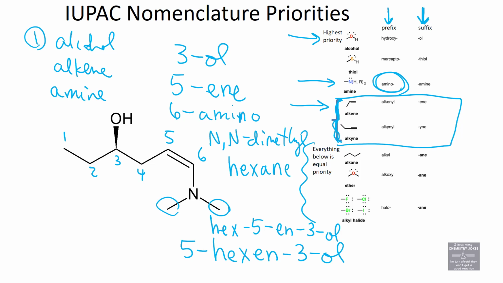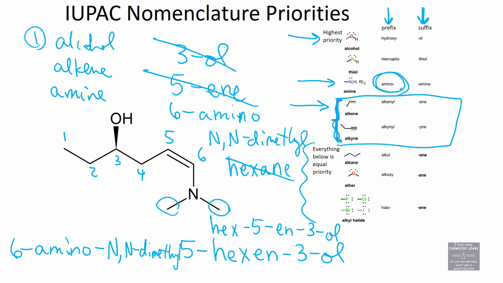So that takes care of this thing, and this thing, and that thing. So what we have left is amino and dimethyl. So 6-amino comes first. N,N-dimethyl next because of alphabetization. I can't squeeze that in there very well. But that's not all. Oh my god. Yeah, that's not all.